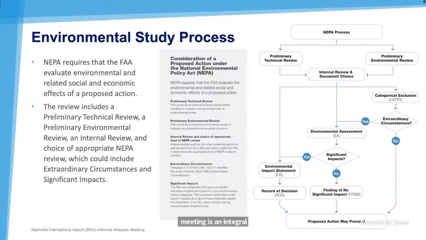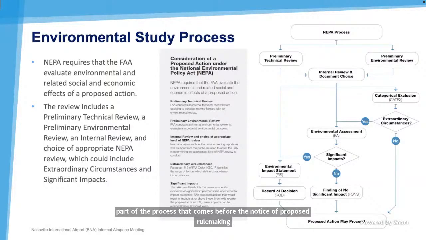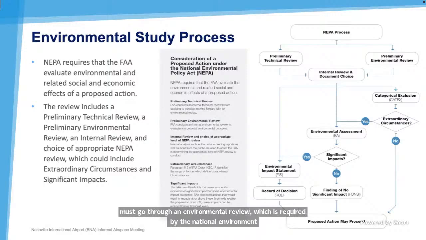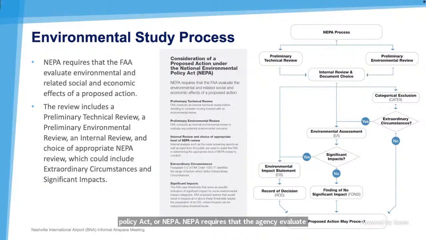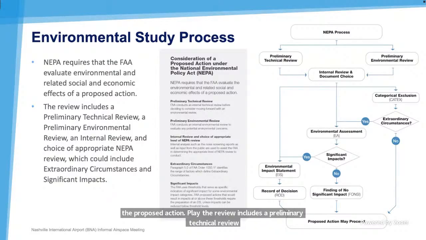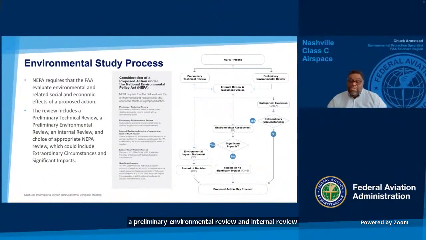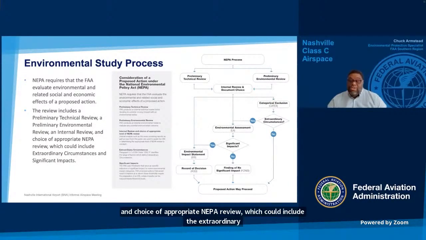NEPA requires that the agency evaluate environmental and related social and economic effects of the proposed action. The review includes a preliminary technical review, a preliminary environmental review, an internal review, and choice of appropriate NEPA review, which could include extraordinary circumstances and significant impacts. The graph on this slide depicts the FAA's general NEPA process for all projects. It is not specific to this project, but it will be applied to this project.